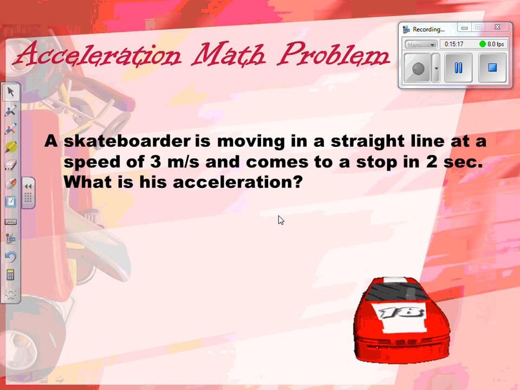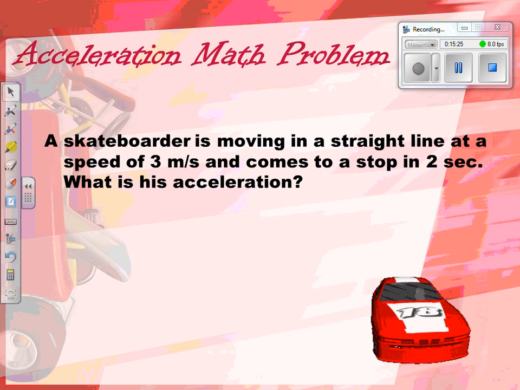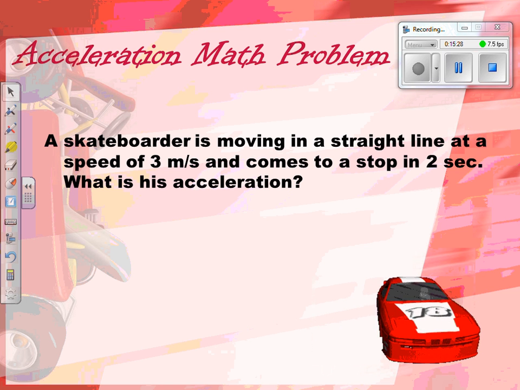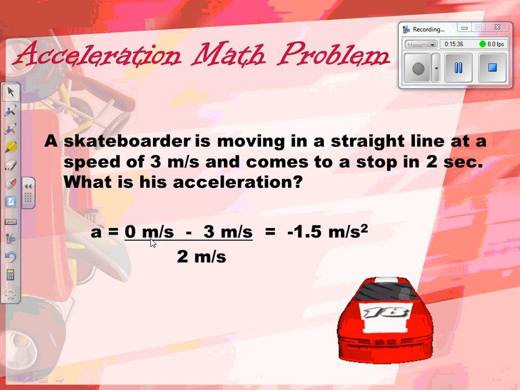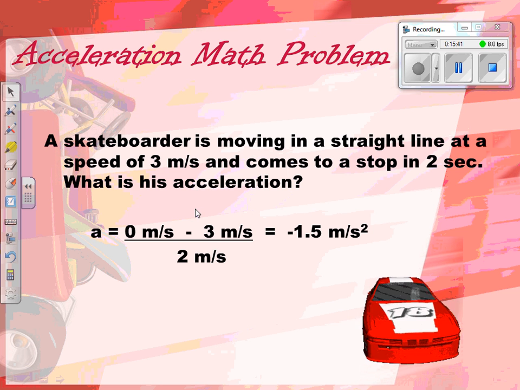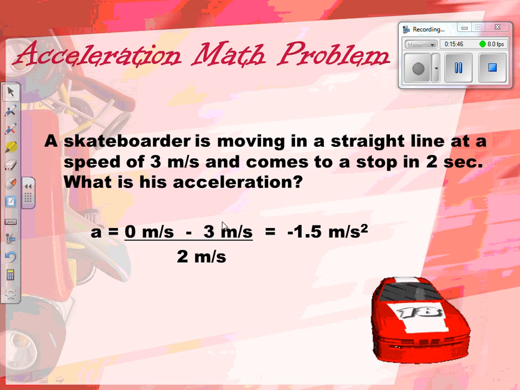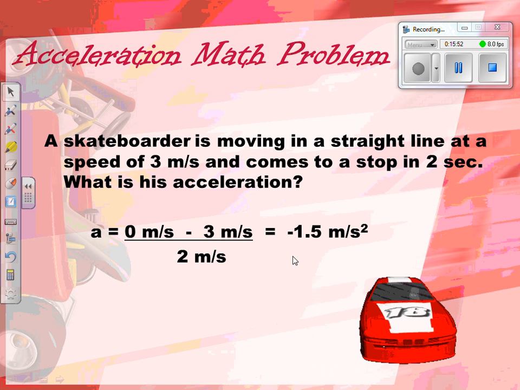Okay, here's another one. A skateboarder is moving in a straight line at a speed of 3 meters per second and comes to a stop in 2 seconds. Now, what's his acceleration? Okay, he's decreasing his speed here, so that's called deceleration. So if we put that into the formula, his ending speed, or his V2, is 0. His starting speed was 3 meters per second, and it took him 2 seconds to stop. So if we do the math there, minus 3 divided by 2 is equal to minus 1.5. And that's called deceleration.